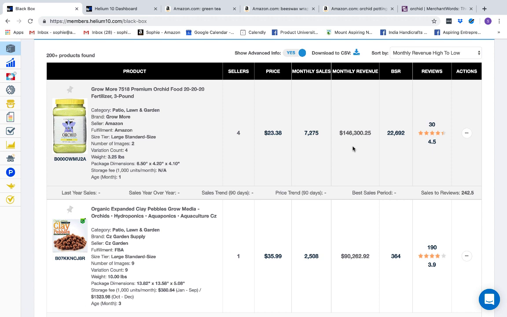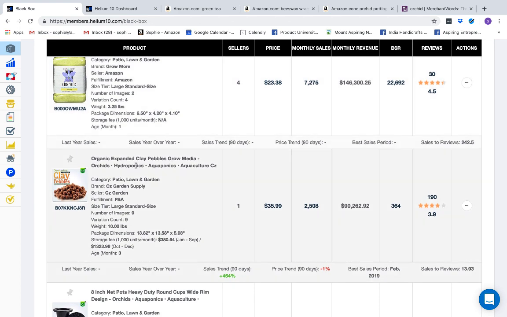So here we go, 146,000 in sales, 30 reviews, nice price point, simple product, £3. So their shipping and handling will be a reasonable cost there. That's a big pack size, but that's a great price. Low reviews, super. Clay pebbles, useful for all sorts of things. So that was on that search results page for the orchid potting mix.